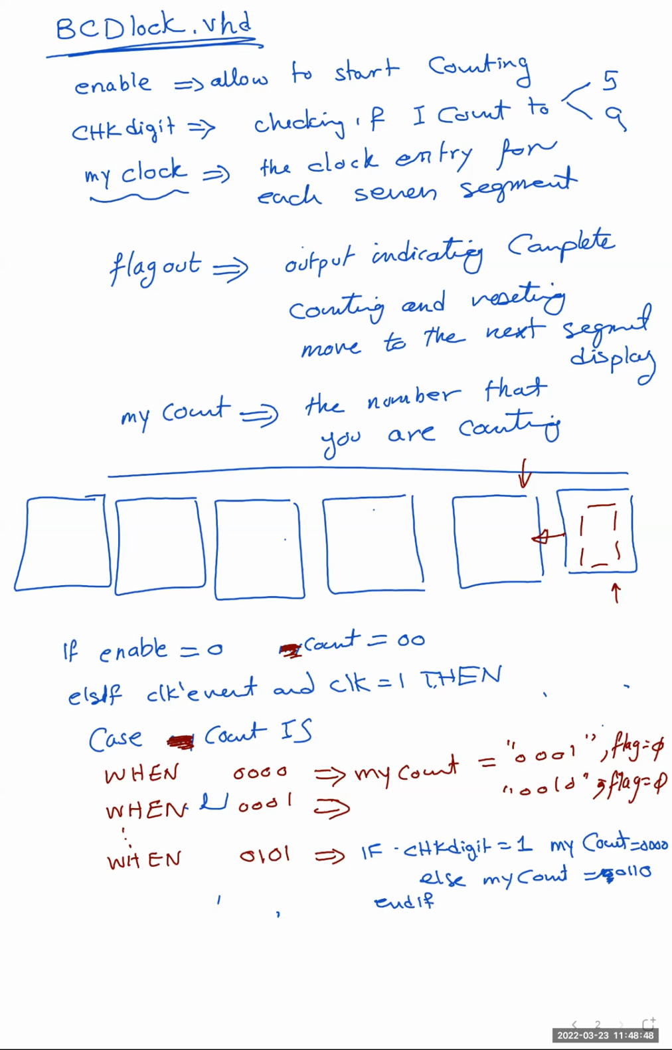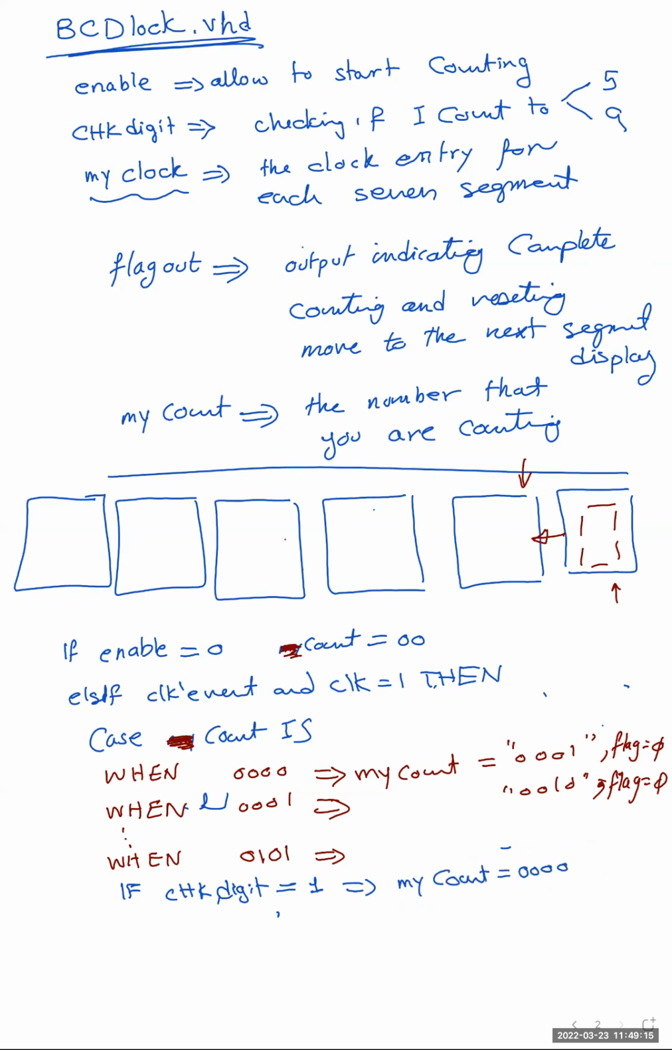And of course, let me just put it down here so I can make it clear. If my check digit is equal to 1, that means that my count is going to go back to 0. And also my flag is going to equal 1 now, which means that my flag is going to come out as a 1, telling you that you need to start reinitiating your count back again. Else my count is just going to be the regular number. So from 5 it is just going to move to 6, and the flag is just going to stay as 0. And of course you end your IF there.